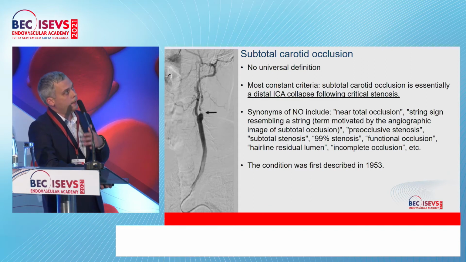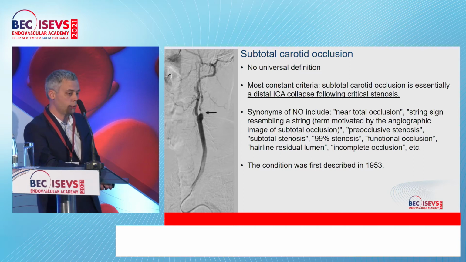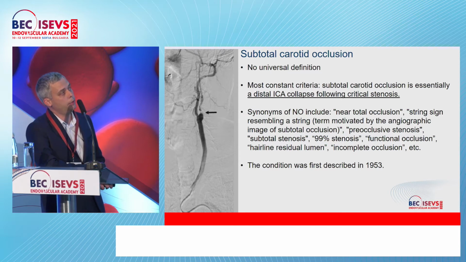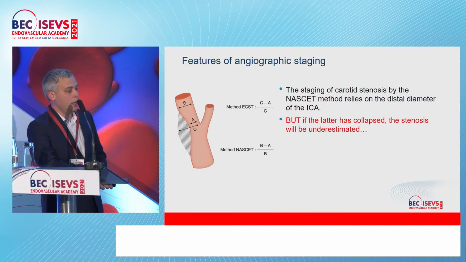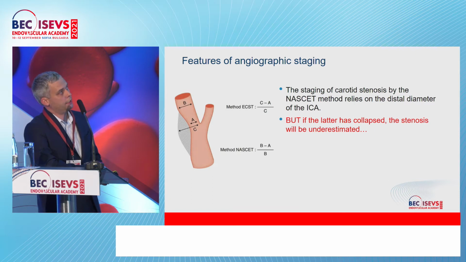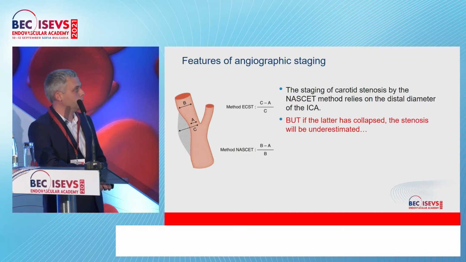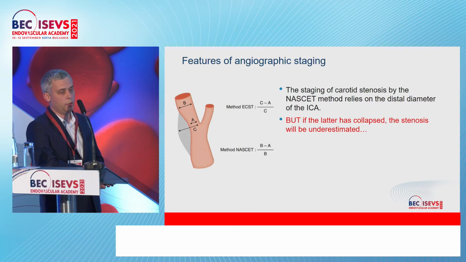It's from the angio. There are so many synonyms for near occlusion: near total occlusion, 99% stenosis, functional occlusion, incomplete occlusion, and string sign of internal carotid artery, etc. Of course, two trials, NASCET and ESCT, are the cornerstone for the intervention of carotid artery at all, not subtotal, but every severe carotid artery stenosis. It's very important to say that these two trials, which are cornerstone for the intervention, use a different method to measure the severity of stenosis.